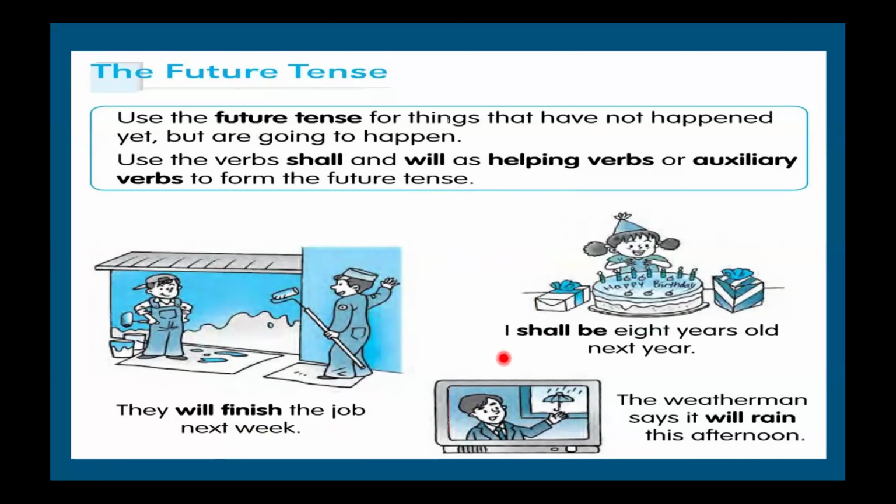Yes, you can repeat after me. I shall be 8 years old next year. The weatherman says it will rain this afternoon.